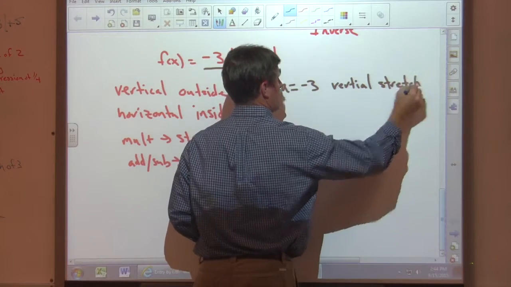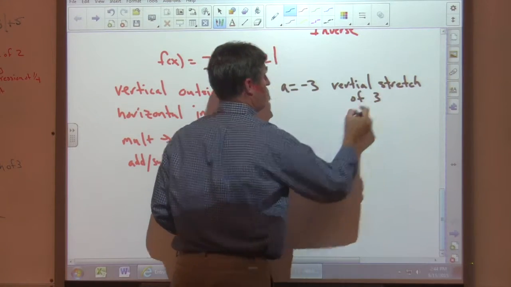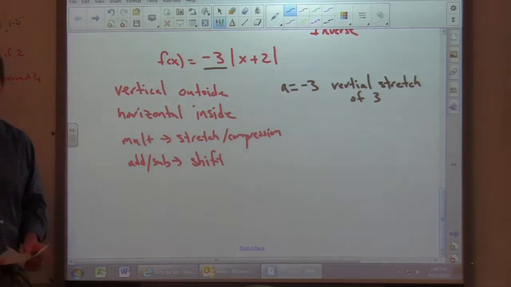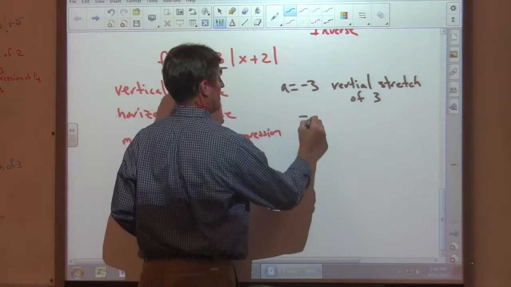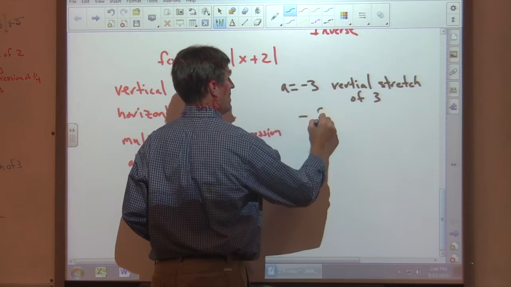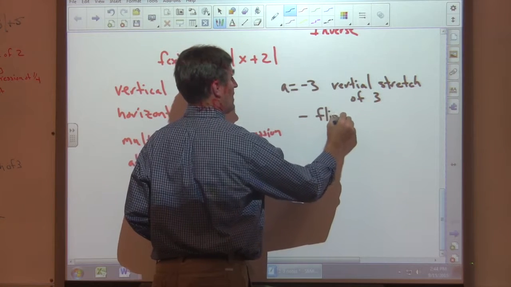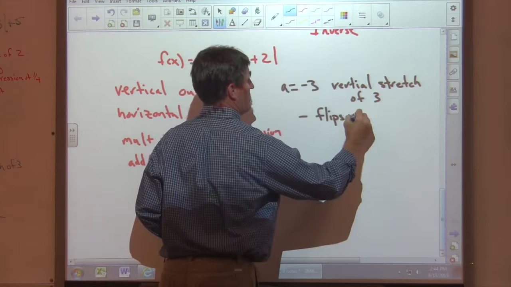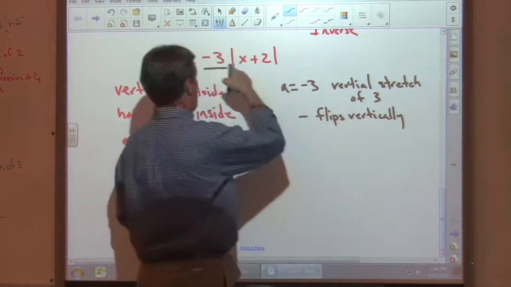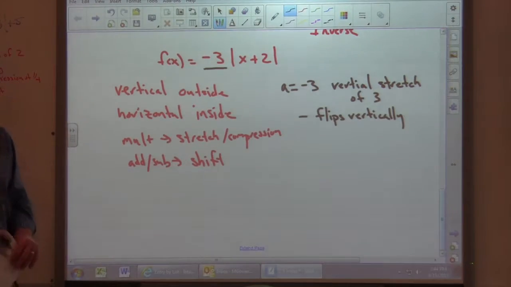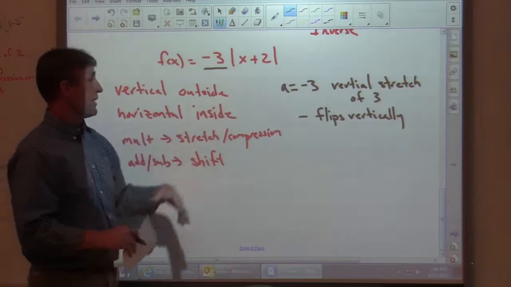stretch of 3. We don't add the negative sign in our answer, because remember that negative sign is another transformation. It flips vertically. Because it's outside, so it's vertical if it's outside. There's nothing else outside, so now let's go inside.